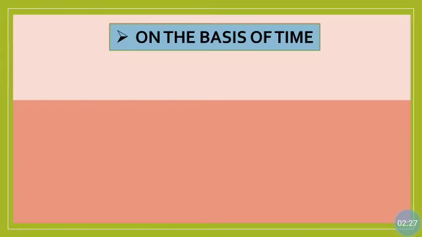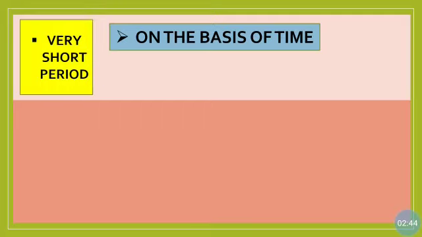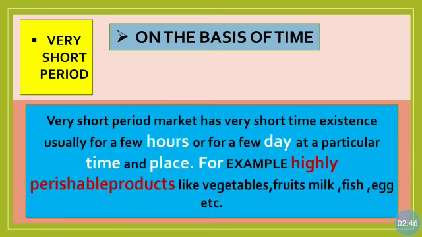Second is on the basis of time. So on the basis of time, market has been classified into three types. First one is very short period market, second is short period market, and third is long period market. Let's start with very short period market.